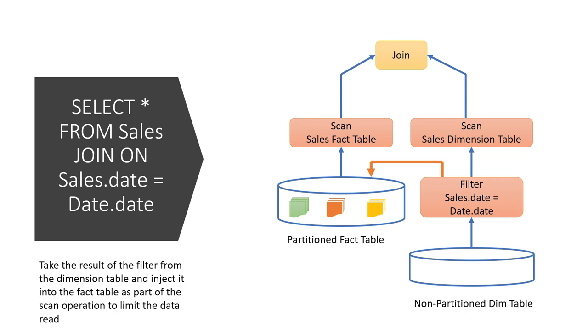But the most efficient way to do this is to first do a filter on the date table. So what Spark will do is it will try to put a filter on the date table based on the date column. Then it will pick up the result that we get by doing that filter. So we are scanning first the dimension table because the dimension table is going to be smaller than the fact table. We scan the dimension table, we do a filter on the date column. Whatever is the resultant data set, we pick that up and we inject that as a part of the scan operation on the sales table.